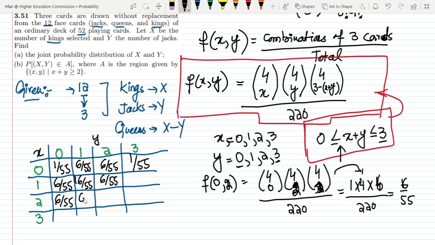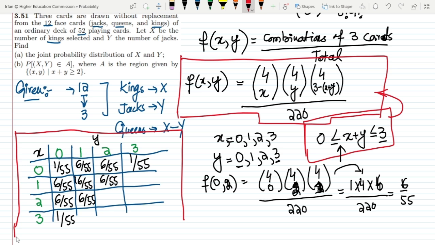It will be 6 over 55 as well, while neglecting these two because 2 plus 2 and 2 plus 3 are greater than 3. And this is the last one, where this is 1 over 55. So now this is the joint probability distribution of x and y, which is the solution of part A of our question. You have seen how I found it by using the formula which I previously derived here.